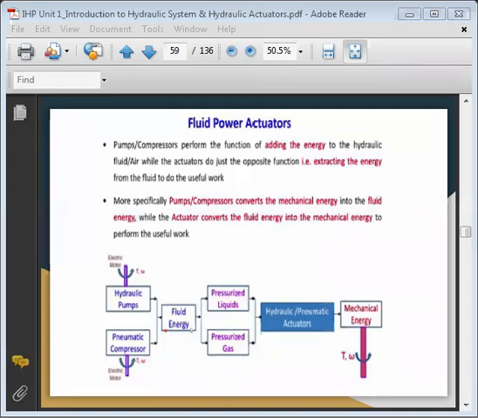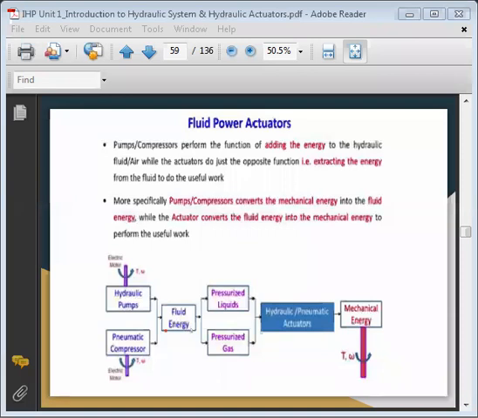I have told that if the actuator produces linear motion, that linear actuator is also called the hydraulic cylinder. And if the hydraulic actuator produces rotary motion, then it is called the hydraulic motor. So the two main categories of hydraulic actuators are hydraulic motors and hydraulic cylinders. We need to be concerned about those only.